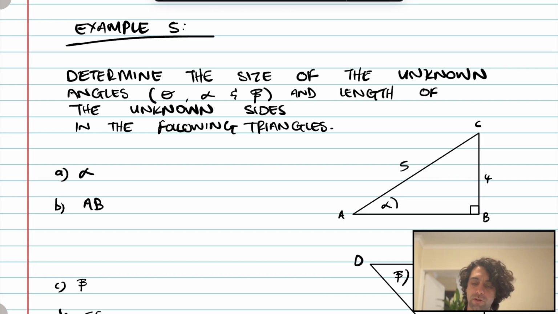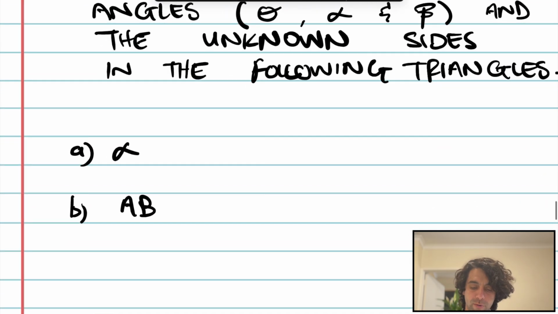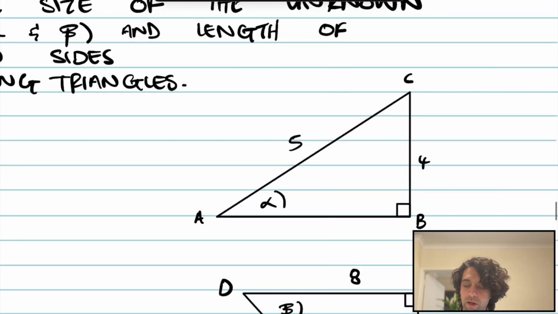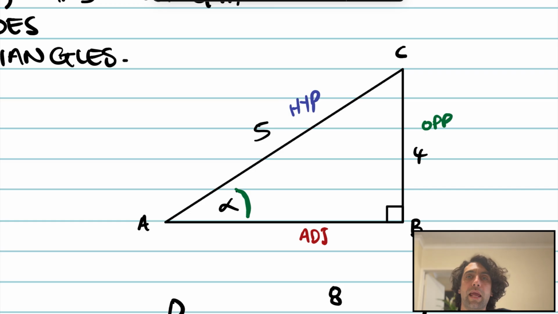Okay, so let's start by figuring out what alpha is for our first question. So I want alpha. Now, I'm going to quickly analyze my triangle. Here's my alpha over here. What information do I have? Well, this would be my opposite. This would be my hypotenuse. And just for reference, this is obviously going to be my adjacent side.